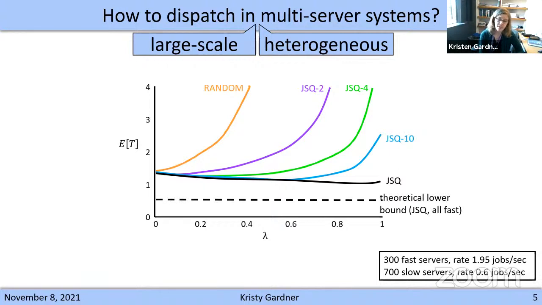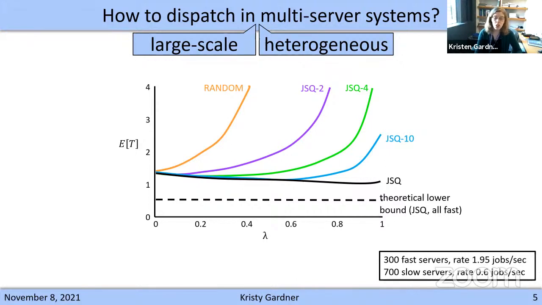Where we arrive at this theoretical lower bound is by imagining that we have a system where all of our servers are fast. So instead of having 700 slow servers, we're just going to have 1,000 fast servers that are all running at this fast rate. And we're going to run JSQ among all of our servers in this fast system. So this is not a lower bound that actually ought to be achievable in the real system that we're simulating here, right? We've made some of our servers faster. We've just increased the capacity of the system.